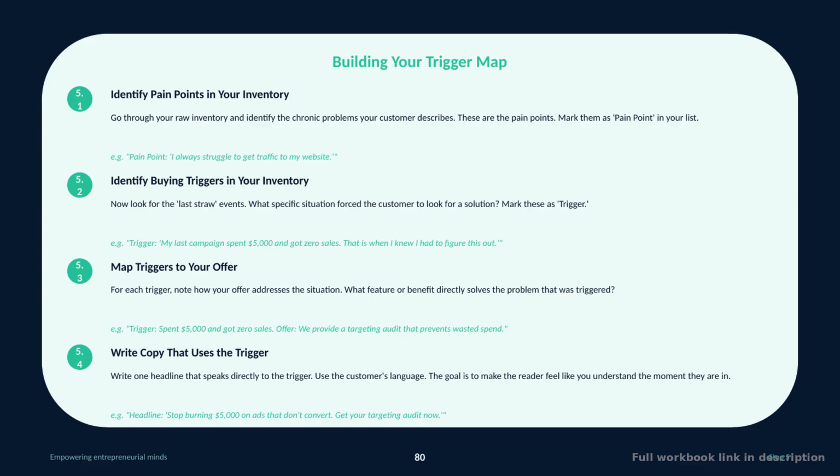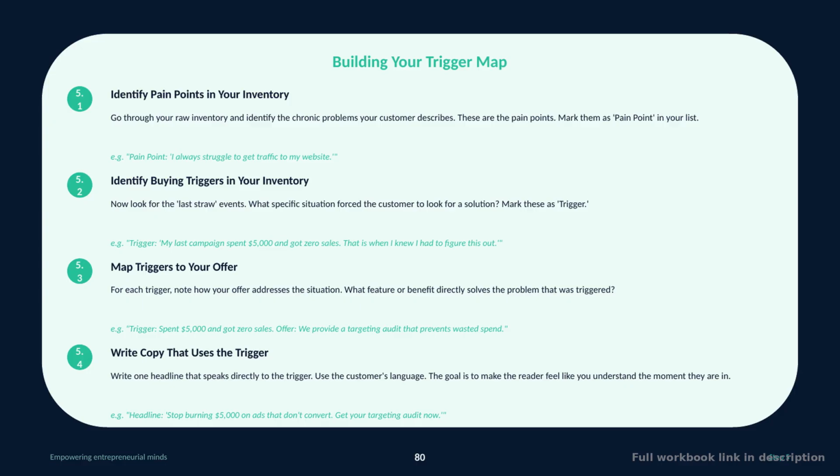Next, identify buying triggers in your inventory. Now look for the last straw events. What specific situation forced the customer to look for a solution? Mark these as trigger. For example, trigger: my last campaign spent $5,000 and got 0 sales. That is when I knew I had to figure this out.